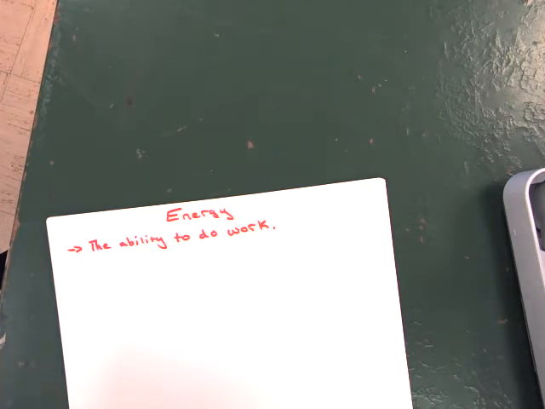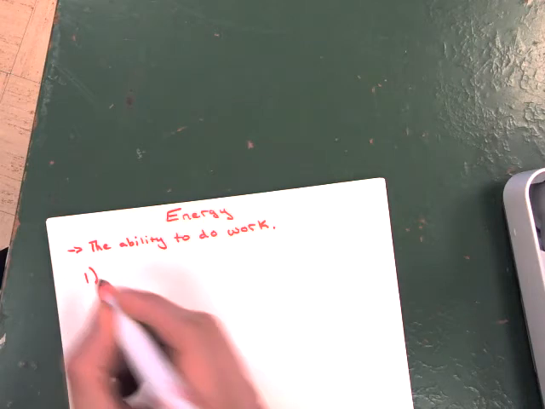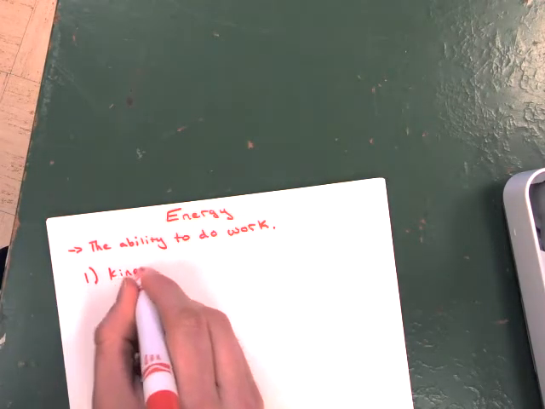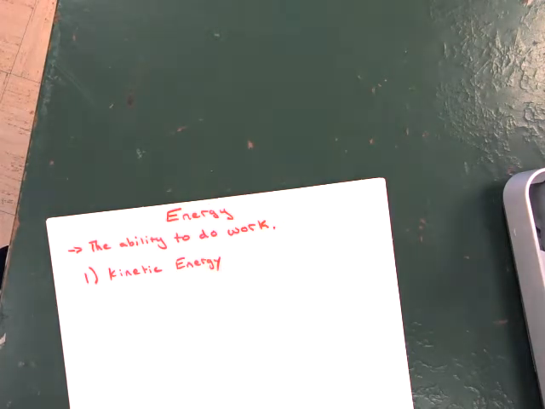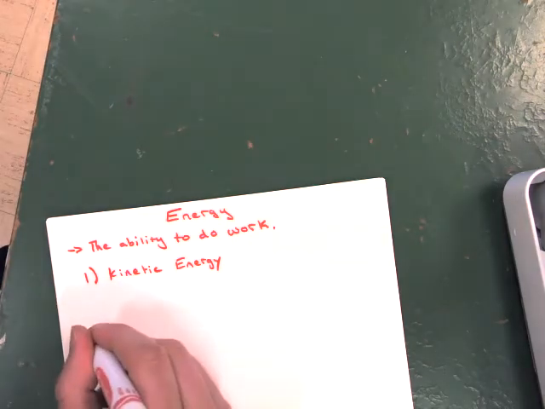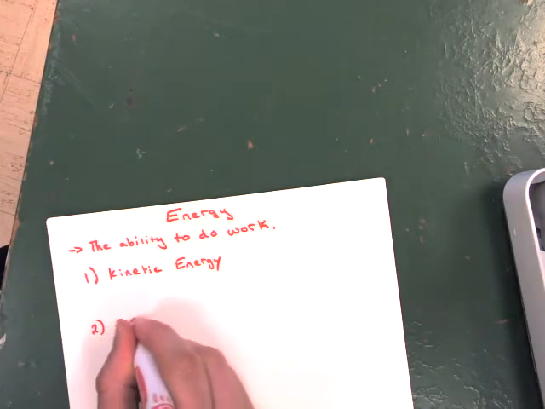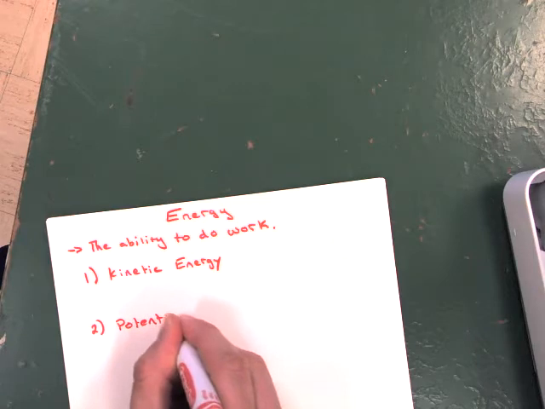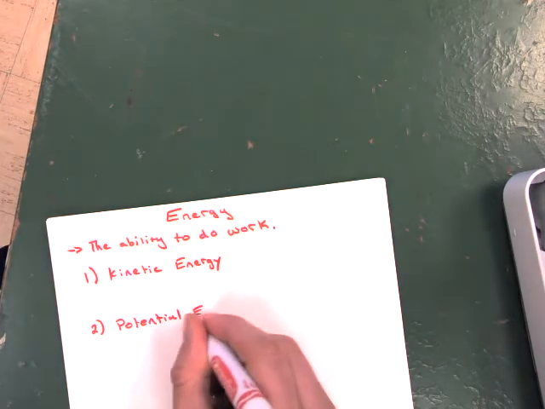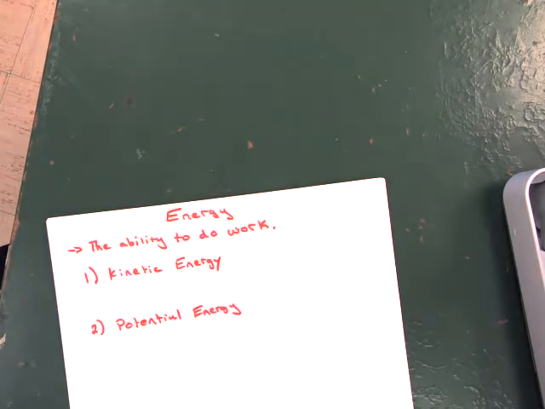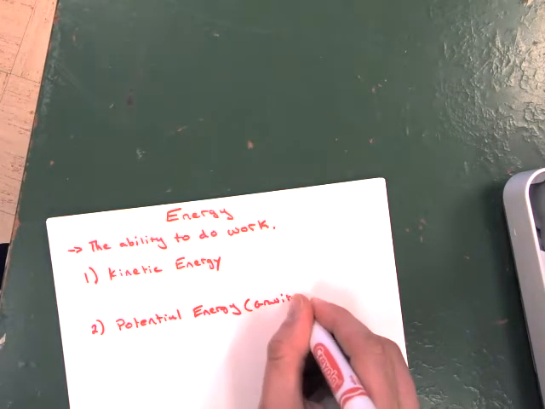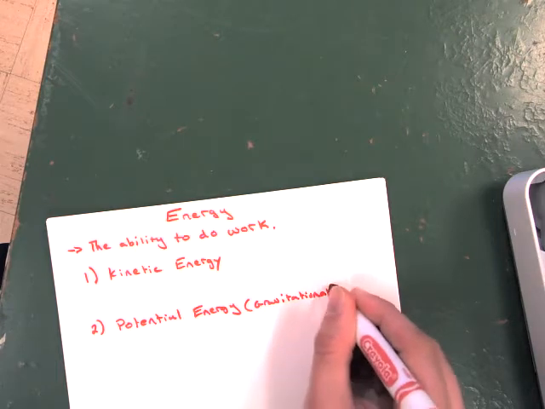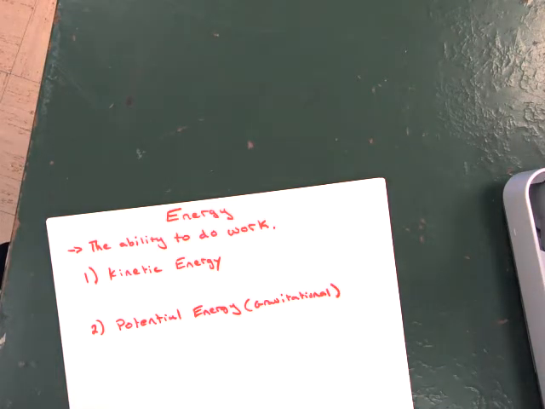Well, from there, we talked about two types of mechanical energy. The first type was kinetic energy. And the second type was potential, right? We talked about gravitational potential energy. So potential energy, right? Even in parentheses, you can put gravitational, which we know is just potential energy dealing with gravity.